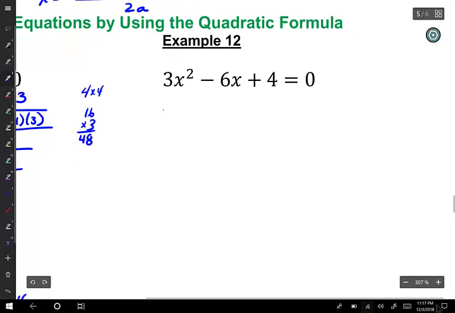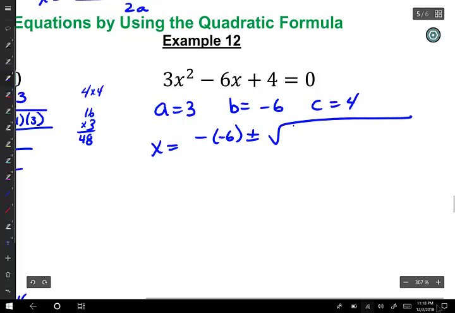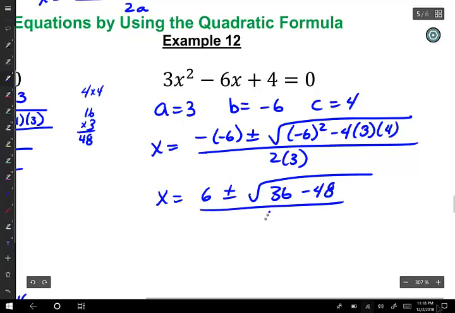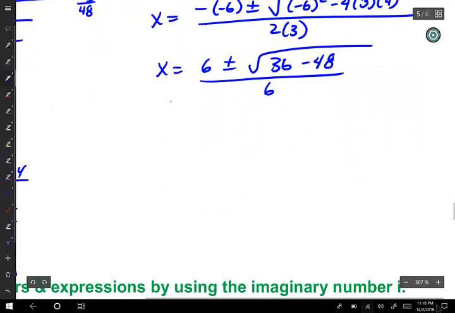Let's look at this one. a equals 3, b equals -6, c equals 4. x equals the opposite of -6, plus or minus the square root of -6 squared minus 4 times a times c, all over 2a. So x equals 6 plus or minus the square root of 36. 4 times 3 is 12. 12 times 4 is 48. So I've got minus 48 all over 6. 36 minus 48 is -12. Square root all over 6.